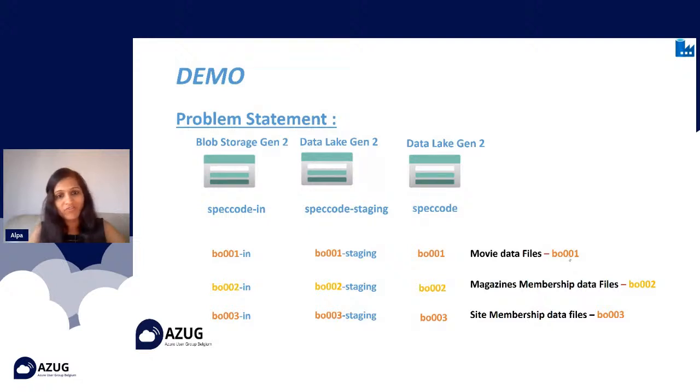One pipeline should work based on different spec codes and different files, at least for moving data. For transformation they need a different mapping data flow based on the requirements, but for moving the file, one pipeline should move from source to sink for all business outcomes. So this is the original scenario.